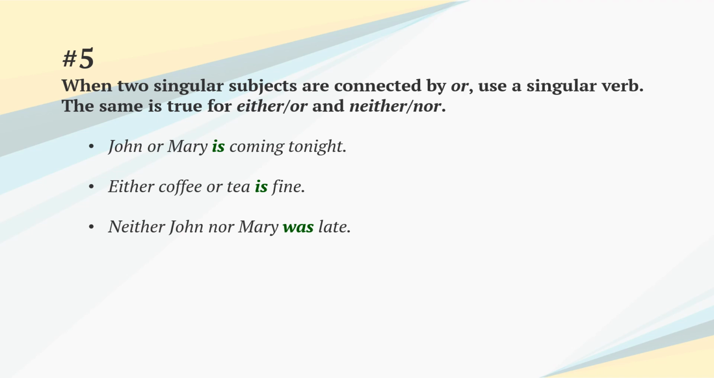Rule number 5. When two singular subjects are connected by or, use a singular verb. The same is true for either or and neither nor. John or Mary is coming tonight. Either coffee or tea is free. Neither John nor Mary was late. So when you use or, either or, neither nor, you use a singular verb.